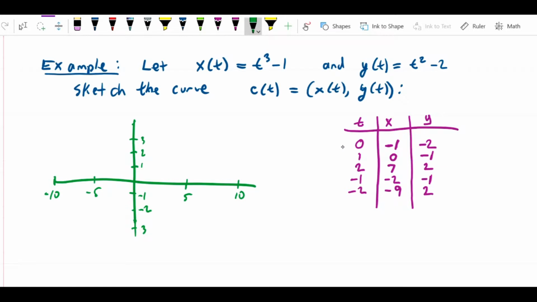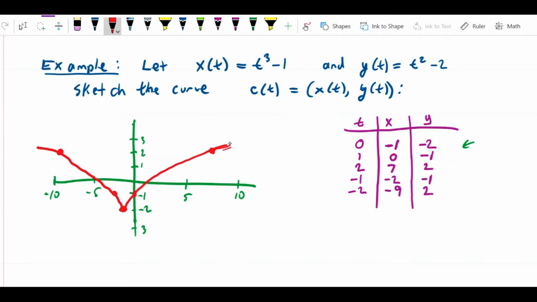So the first one, you go there. It has the point -1, -2, so that's going to be roughly here. Actually, let me do this in a different color. Then we have the point 0, -1, so that's going to be there. And then 7, 2, so that's going to be roughly there. And then -2, -1 will be roughly there, and -9, 2 will be about there. So filling this in, the curve looks something like that. So there's our curve defined parametrically.